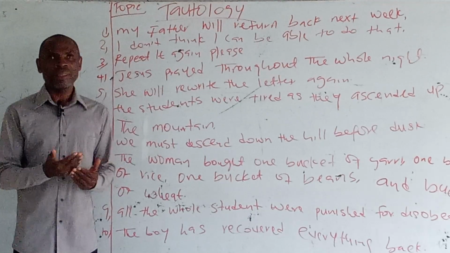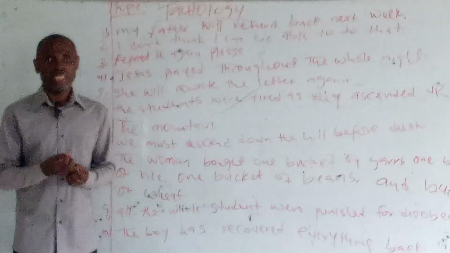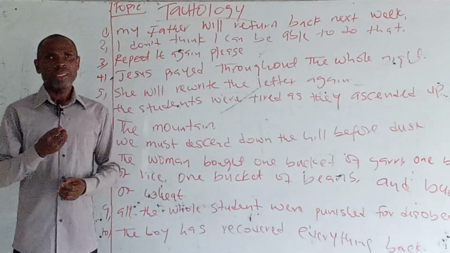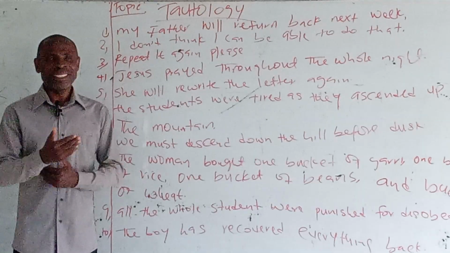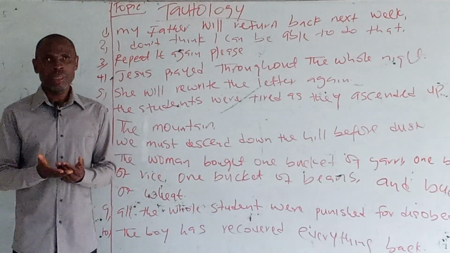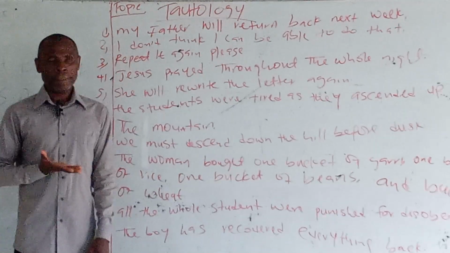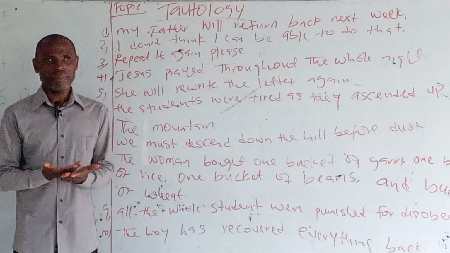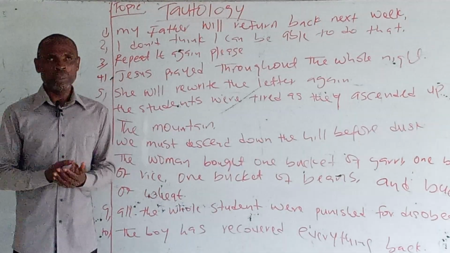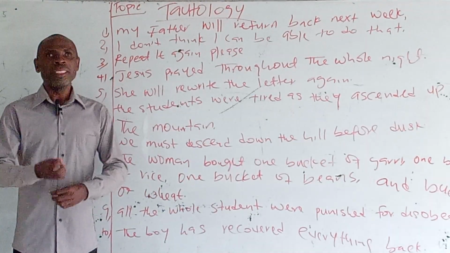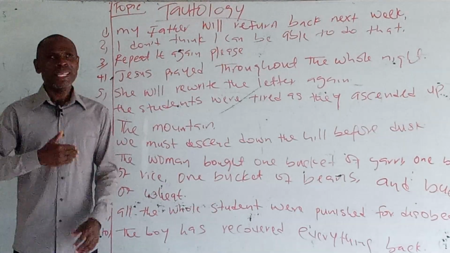All the whole students were punished for disobedience. Something is wrong with this sentence, because all is the same thing as the whole. So using them together is tautology. We therefore can say, all the students were punished for disobedience, or the whole students were punished for disobedience.